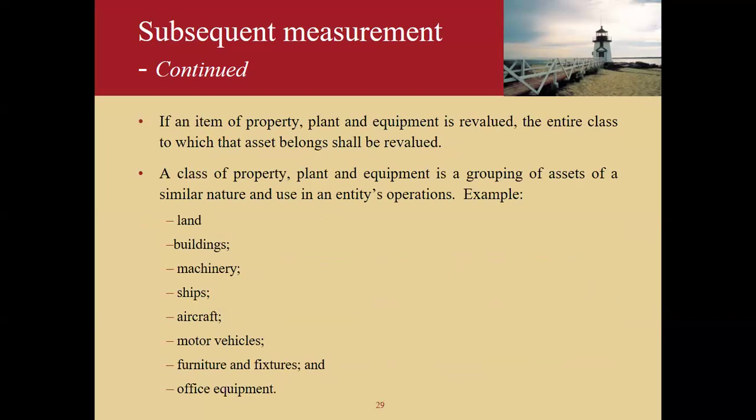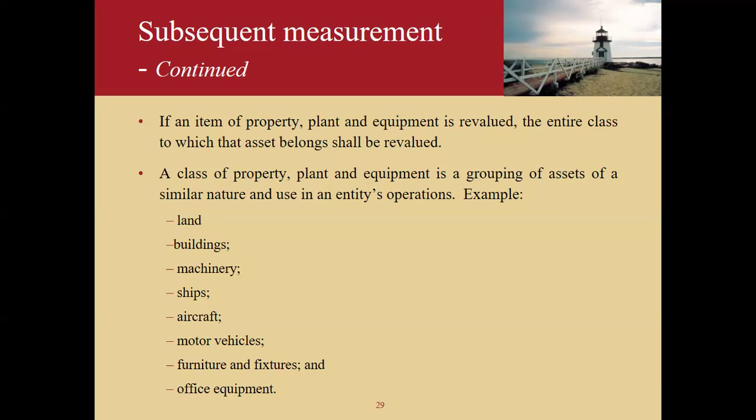If an item of property, plant, and equipment is revalued, the entire class to which that asset belongs shall be revalued. A class of property, plant, and equipment is a grouping of assets of a similar nature and use in an entity's operations. So these are the classes we have, the examples. We have land, buildings, machinery, ships, aircraft, motor vehicles, furniture and fixtures, and office equipment.